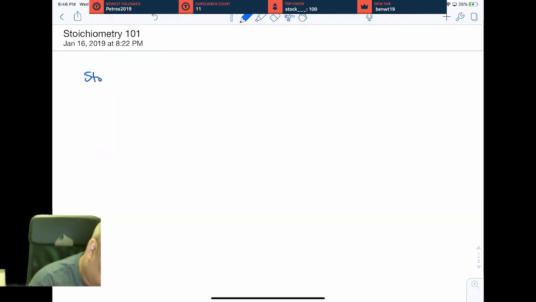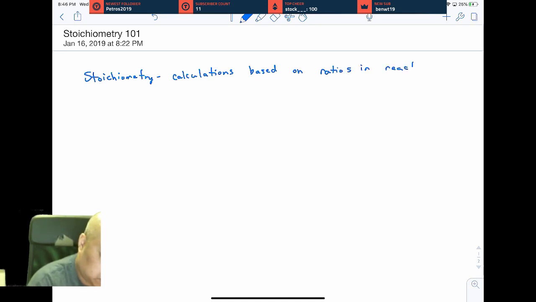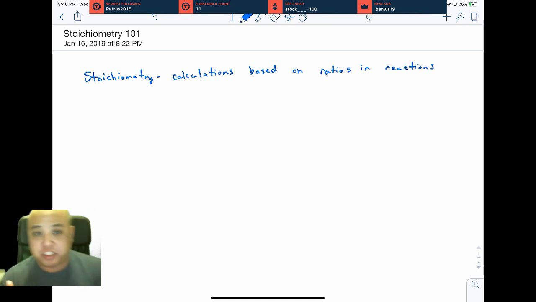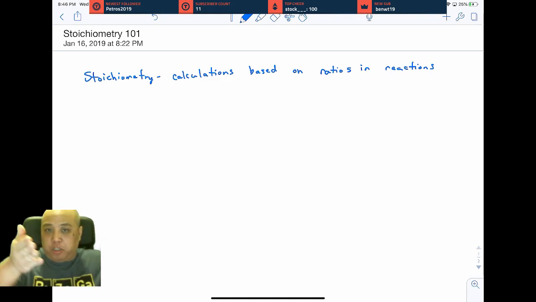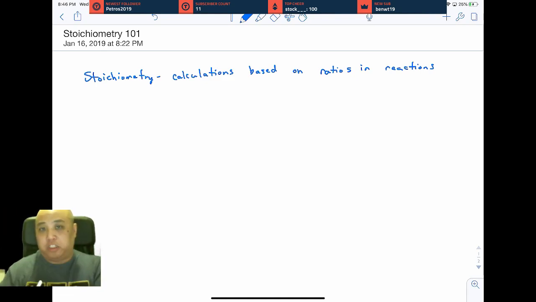And stoichiometry is calculations based on ratios in reactions. That's not an official definition, but really that's what it is. And so what you care about in stoichiometry is how you go from one substance in a reaction to another substance in a reaction. Doesn't matter what the units are, doesn't matter what you start with and what you want to end up with, it's still the same process throughout.